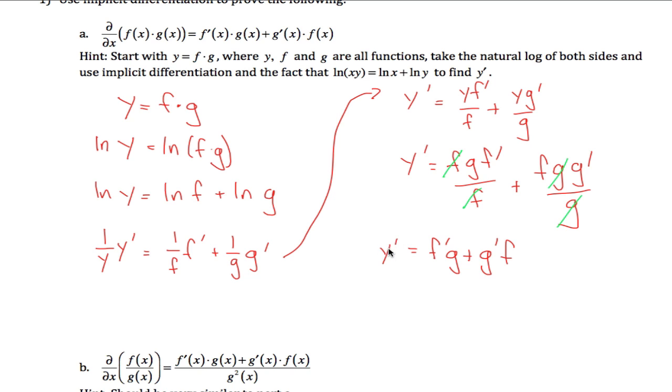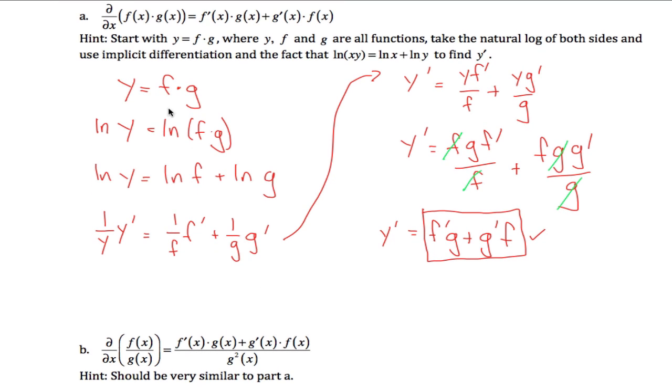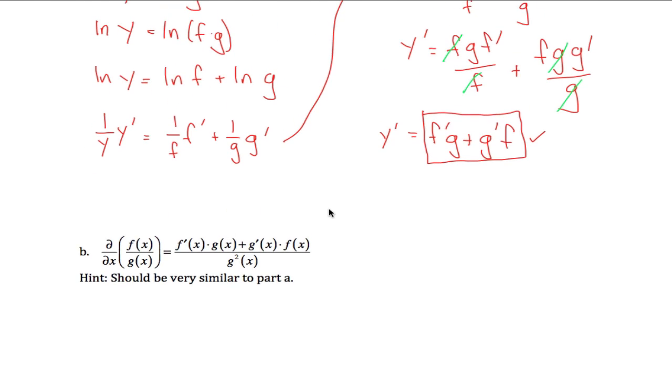I'll just say y prime. Since y is f times g, what we've shown is y prime is exactly the product rule. Maybe I throw a box around this, put a little check by it, something, I don't know. I think a check will suffice. No, because that looks like a different letter. Alright, let's throw a box around it. And we've just proven the product rule. It's kind of cool that you can prove the product rule, if you didn't believe the proof we did earlier in the class, just using implicit differentiation, really logarithmic differentiation.